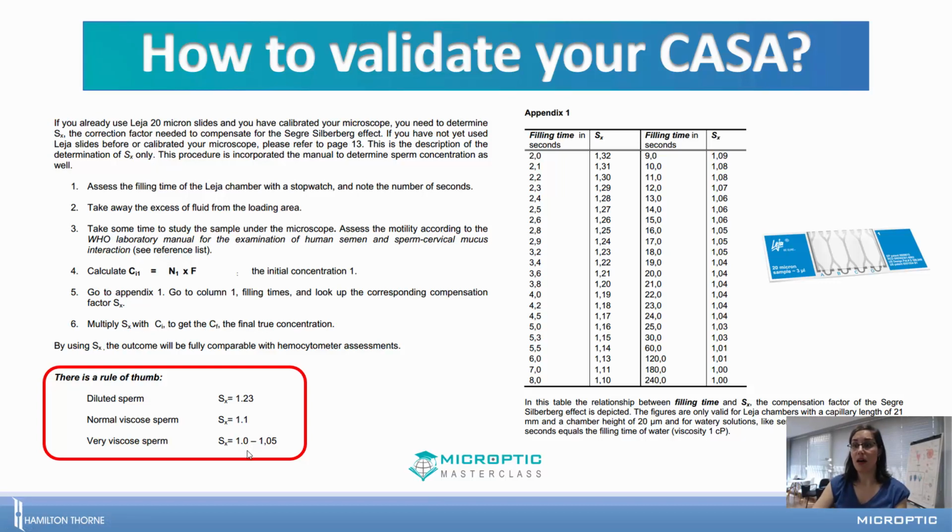This is why in MICROPTIC CASA systems or Hamilton-Thorne CASA systems, we are assuming these SS corrections in the configuration settings so that the user can compensate and control this effect on the capillarity counting chamber. So you can modify it if required, in order to get an accurate result, and the system will provide the real concentration of the sample. This is specifically important when there are diluted samples.